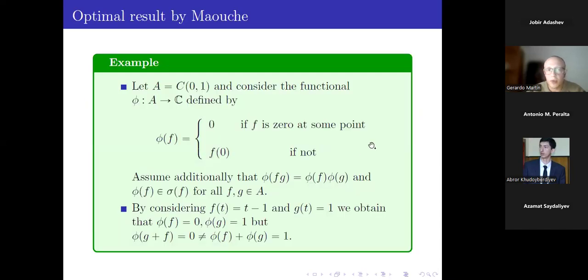As we see in the following example, if we consider A to be the continuous maps on the interval [0, 1], and we define the following functional phi of F equal to 0 if F is 0 at some point, and F of 0 if not, and we additionally assume that phi of the product of two functions is equal to phi of F times phi of G, and that phi of F is spectrum-valued, then defining these two functions, f of t equal to t minus 1 and g of t equal to 1, we obtain that phi of g plus f is equal to 0, but this is different from phi of g plus phi of f.